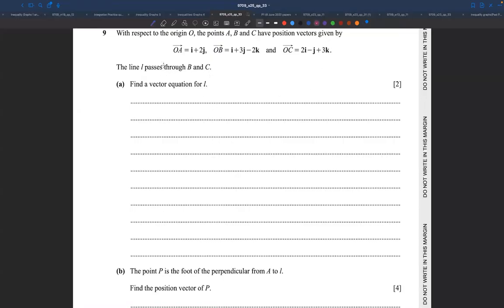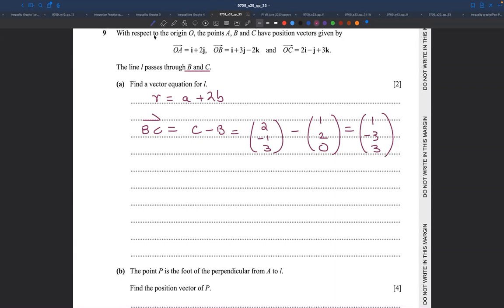Okay. In question number 9, in part A, we have to find a vector equation for line L, and it passes through B and C. To find a vector equation for any line, we need a point on the line and the direction. As it passes through B and C, the direction BC would be C minus B. So C minus B would be 2 minus 1, 3 minus 1, 2 and 0. So 1, minus 3, and 3, B, not A. The B point is 1, 3, and minus 2. So we'll get 1, minus 4, and 5.